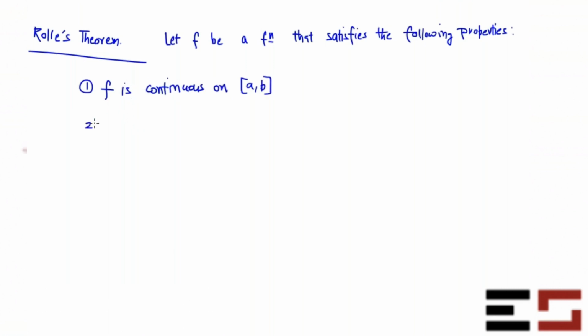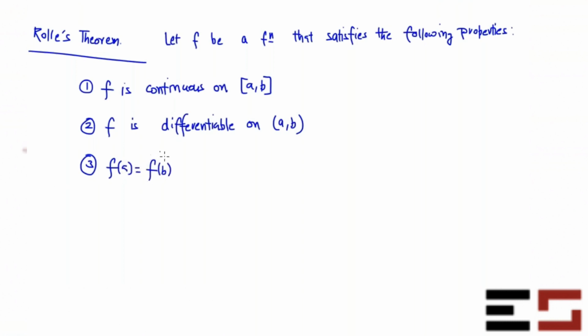Second is that f is differentiable on the open interval (a, b). And the third is that f of a is equal to f of b. So let's say these are the three conditions that the function satisfies.